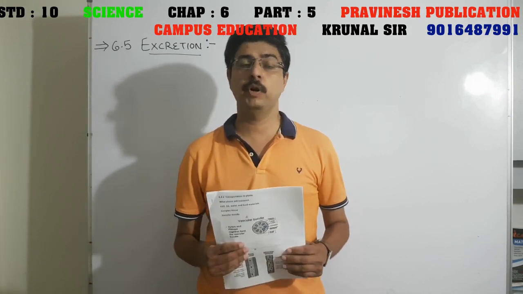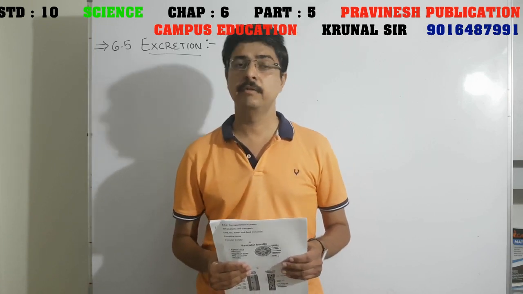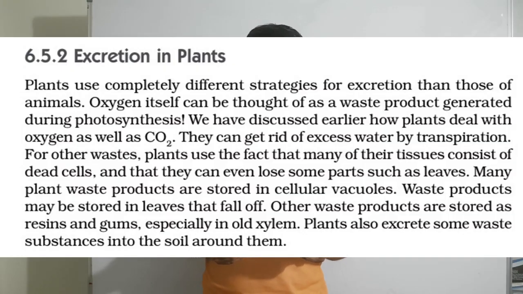What products are excreted by plants? First of all oxygen, at night carbon dioxide, some waste material, resins and gums. Now from the textbook, plants use a completely different strategy for excretion than animals. Oxygen itself can be thought of as a waste product generated during photosynthesis. We have discussed earlier how plants deal with oxygen as well as carbon dioxide. They can get rid of excess water by transpiration.